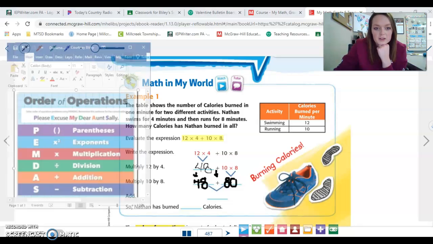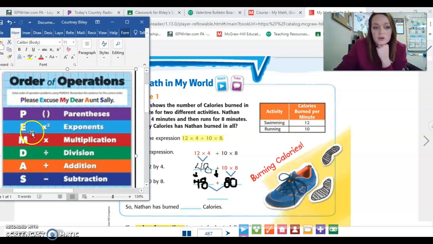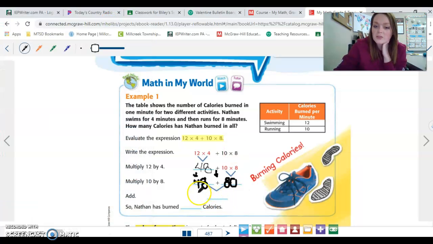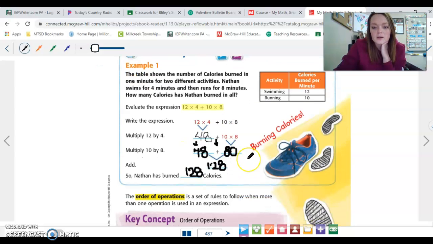If we look back at our diagram, also if it helps you to cross them out like we did last year, Mrs. Bliley will show you how to do that for the second example. We're then going to add 48 plus 80, gives us 128. So Nathan burned 128 calories. Woo, good job, Nathan.